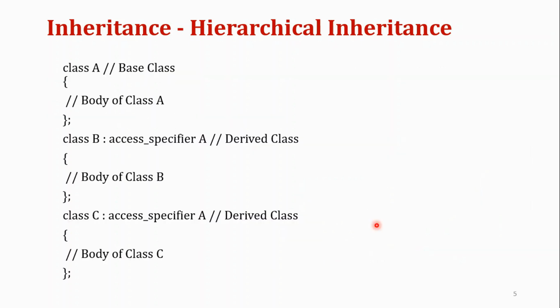Okay, let us see the syntax. Class A is the apex or common base class. Class B, class C, class D are the derived classes. So all the derived classes are inheriting the single base class A. Class B, access specifier, most probably public A. Class C, access specifier public A. Class D, not given here, class D colon public A. So class A is inherited by all the subclasses.